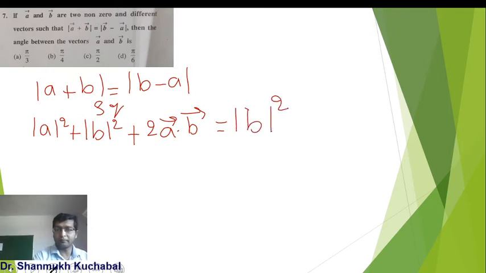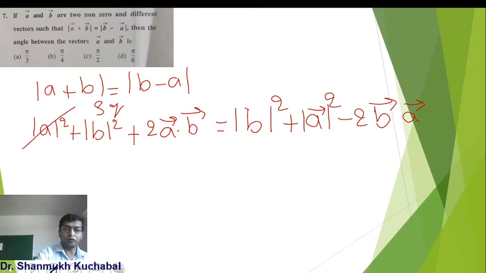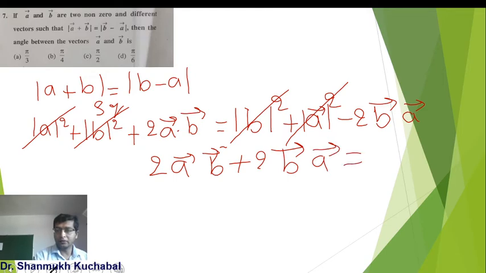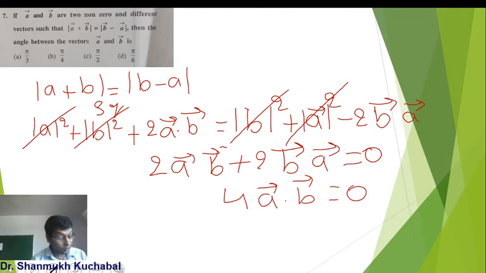A square plus B square minus 2 times vector A dot vector B. The same quantity with the same sign cancel each other. So it is a negative term, so we will transpose it to the LHS. We get 2 times vector A dot vector B plus 2 times vector B dot vector A equal to 0. So we get 4 times vector A dot vector B equal to 0, so the dot product is 0.